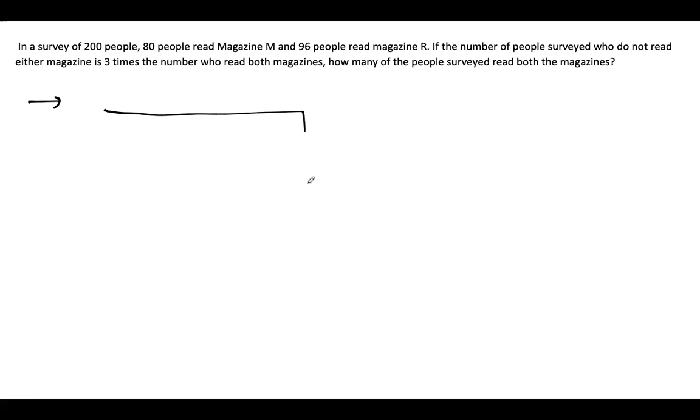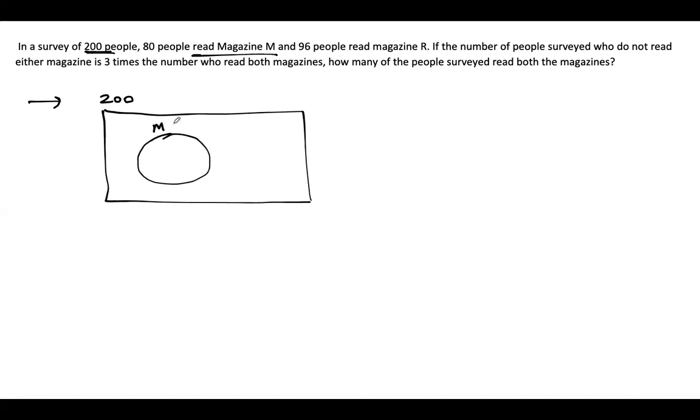Yes. So in a survey of 200 people, where should I write this 200? Outside, it's like the total. Very good. 80 people read magazine M. So there'll be two Venn diagrams. And 96 would be reading magazine R. If the number of people surveyed who do not read either magazine, who do not read either magazine, this corresponds to which part? The outside of both the Venn diagrams and inside the box. Yeah. None.